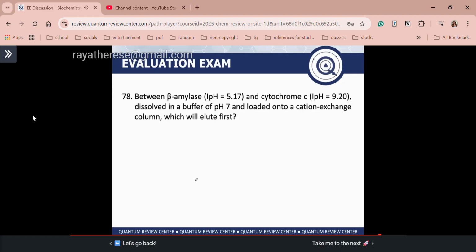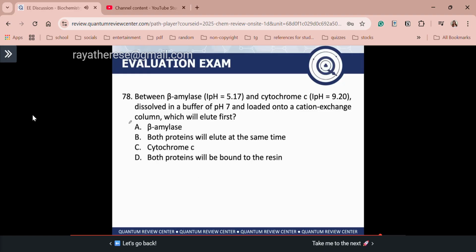This binds your positively charged or cationic proteins. That's why, from the name itself, it binds your cations. All right, so here are the choices. A, beta amylase. B, both proteins will elute at the same time. C, cytochrome C. Or D, both proteins will be bound to the resin.